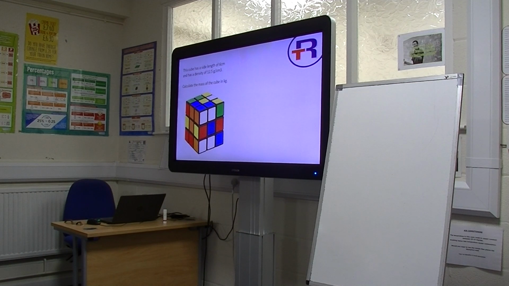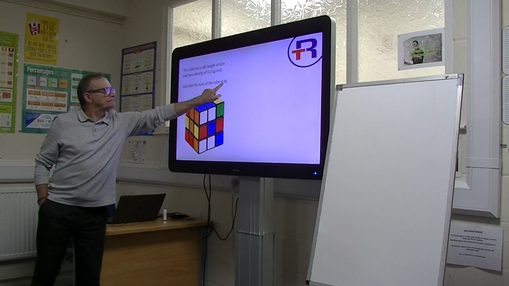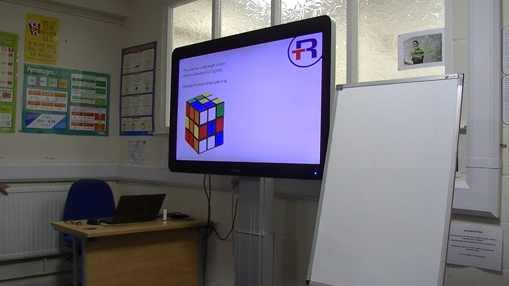This cube has a side length of 6 centimetres and has a density of 12.5 grams for every cubic centimetre. Calculate the mass of the cube in kilograms. Okay? The weight of that cube in kilograms. Mass means weight, remember. And again, look at what we've got in our measurements. They're not terribly difficult questions, so they do try to make them more tricky by putting grams and kilograms in the question.